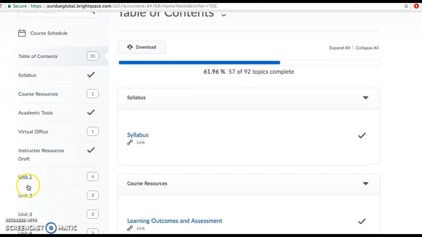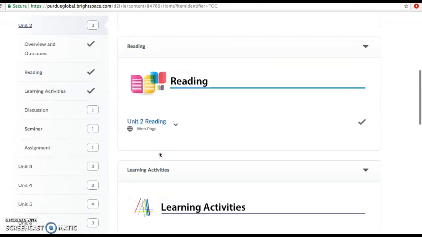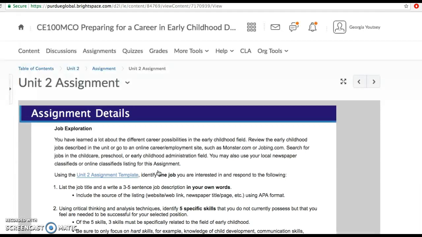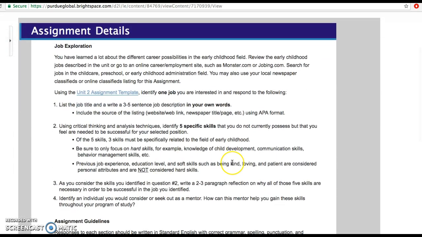The next change that was made is the Unit 2 assignment. There were quite a lot of changes here. The first thing I'd like to point out is that they are no longer identifying two jobs. They are just going to strictly focus on identifying one job. In their response, they are going to do a similar activity, which is a quick job title and a 3 to 5 sentence job description in their own words, and they must include the link to the website or whatever resource they used, using APA format.